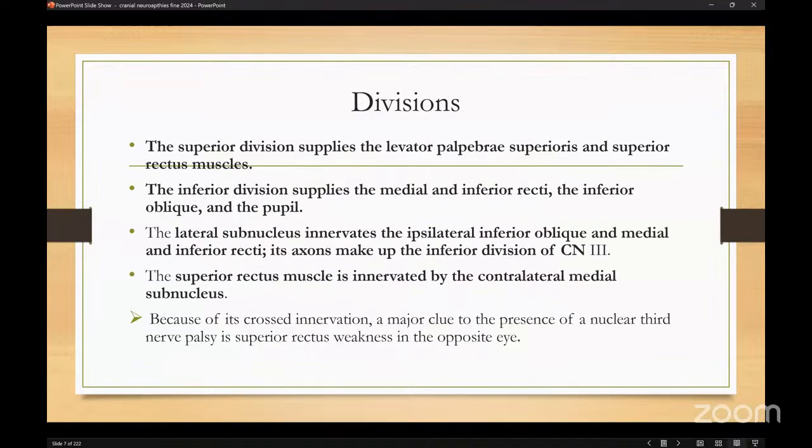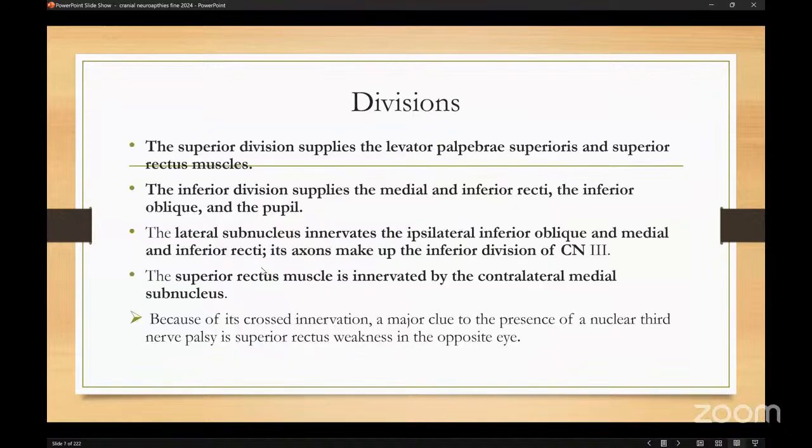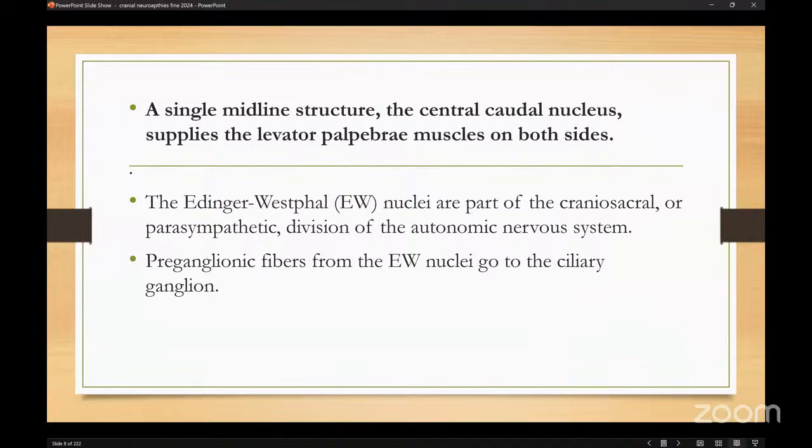So whenever there is a third nerve nuclear palsy, you can get bilateral ptosis because of involvement of levator palpebrae superioris supplied by the central caudal nucleus. And also superior rectus weakness can happen in the contralateral eye if there is nuclear third nerve involvement, because of involvement of the superior rectus nuclei. So that is a single midline structure, the central caudal nucleus, which supplies the levator palpebrae superioris on both sides.